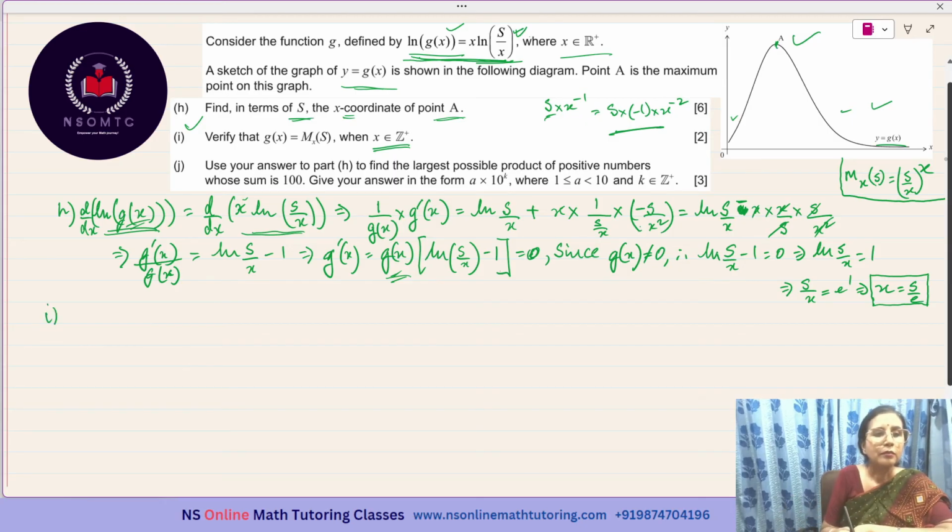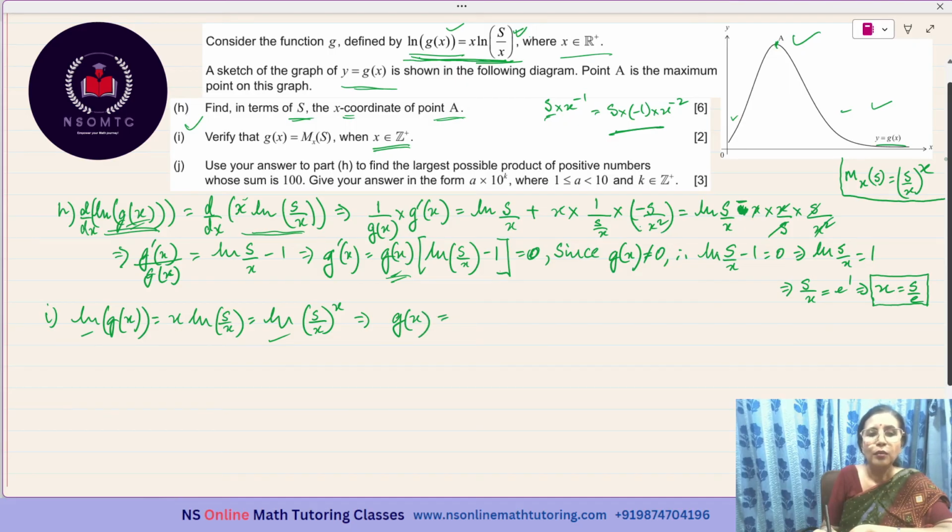So it is ln of g of x is equal to x ln of s over x, which can be written as ln of (s over x) raised to the power of x. And we can cancel the two ln's. So this implies g of x is equal to (s over x) raised to the power of x.